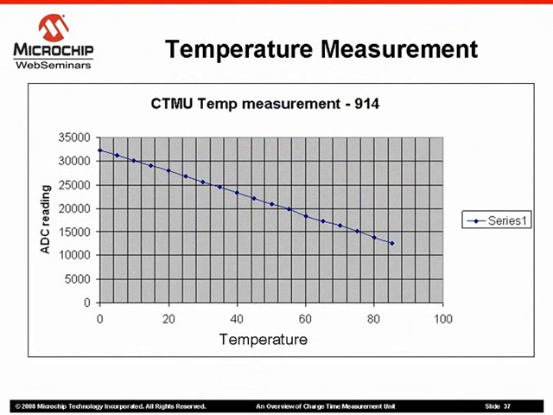This graph shows the data for a commonly available rectifier diode 1N913. X-axis is the temperature and Y-axis shows the A to D converter reading, with 64 samples accumulated in this case. As you can see here, the ADC reading varies more or less linear to the temperature. This gives an inexpensive way of measuring temperature using CTMU and a diode.